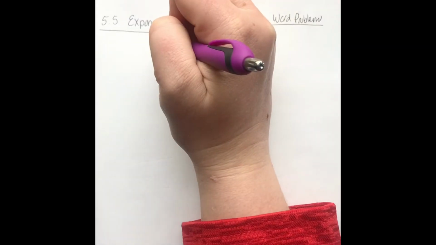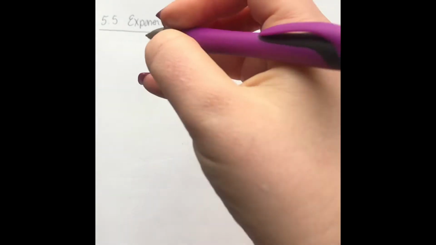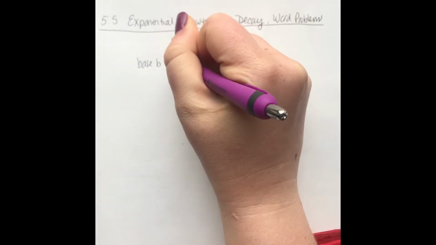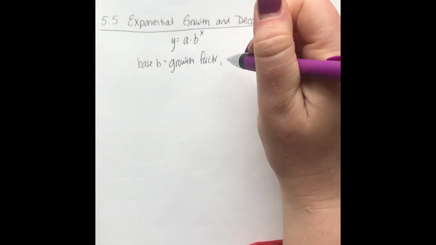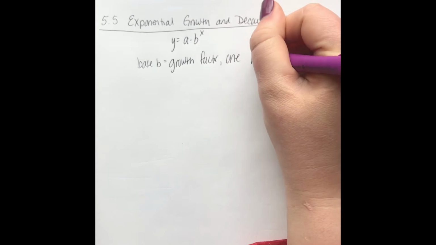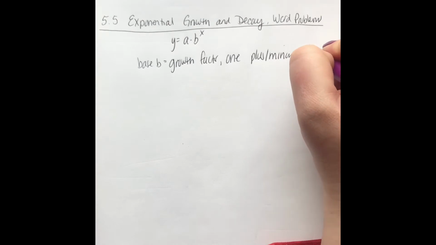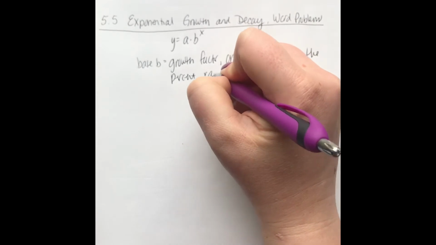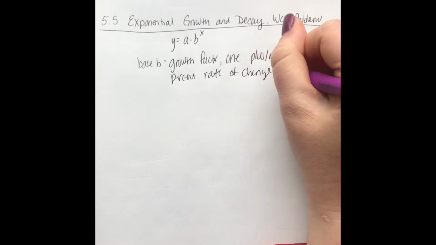So the first one, I just want to remind you, exponential function is y is equal to a times b to the x. And the base b, that's going to be called your growth factor or decay factor. And it's going to be 1 plus or minus the percent rate of change expressed as a decimal.